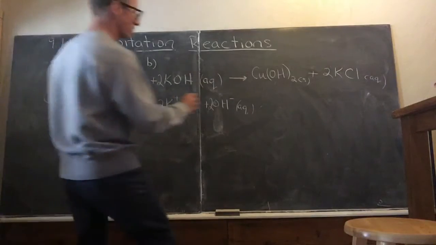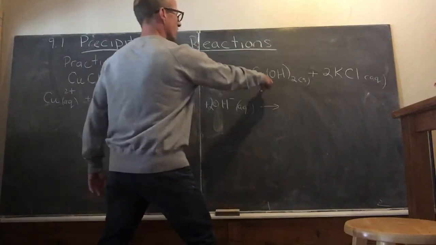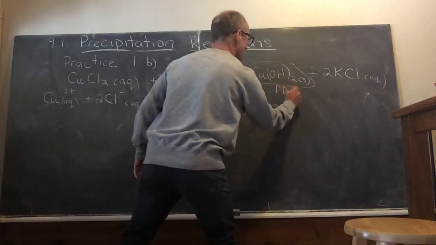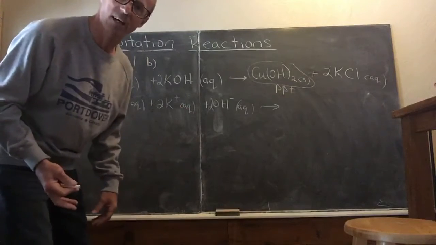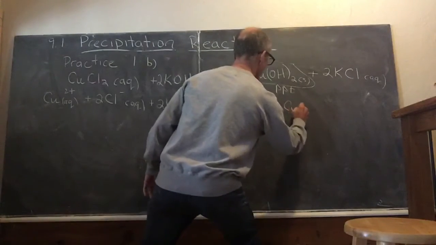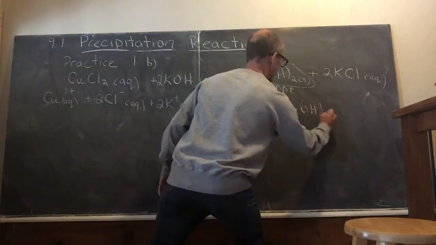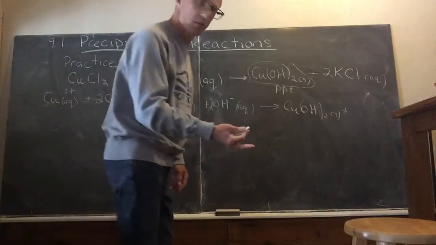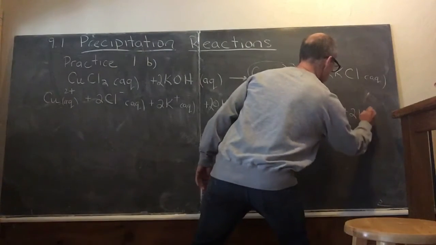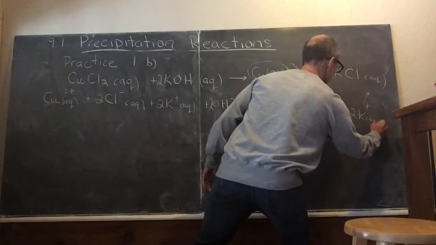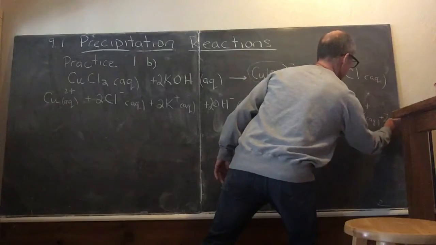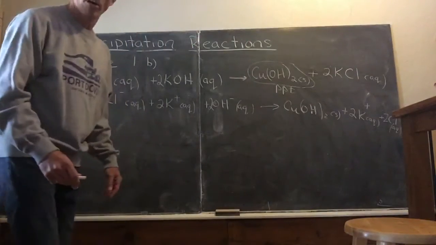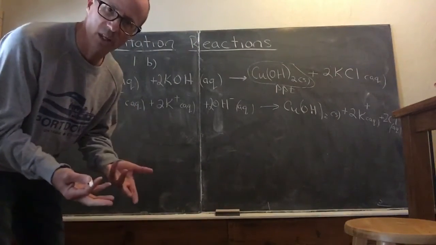Now we can look at our products. Remember, this is our precipitate. It stays together as a clump. Let's not ionize it, so we will write it out as it looks. No change there. On the other hand, our potassium chloride is very soluble, so we've got 2 moles of K+, aq, and 2 moles of Cl-, aq. So we now have ionized both sides of the equation.